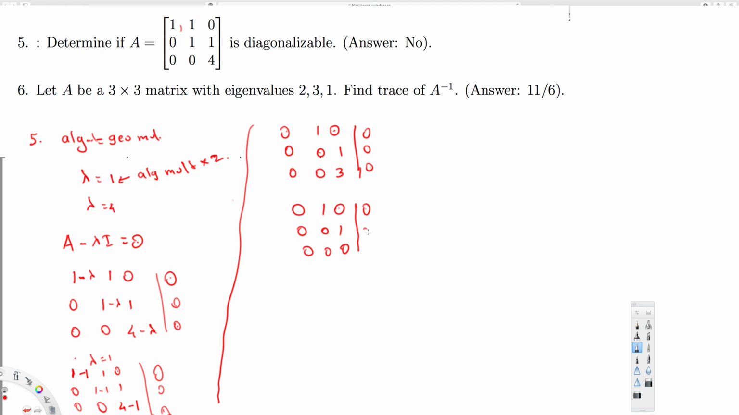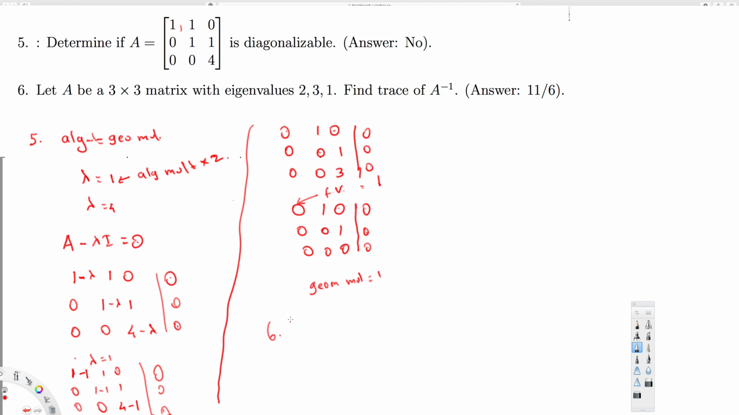So this is going to be the null space of this one. And if you see, this is a free variable because this column doesn't have any leading one. This is not a free variable. This is also not a free variable because both have a leading one. So we know the number of free variables is 1. Therefore, this is not diagonalizable, because since the free variable count is 1, the geometric multiplicity of this is equal to 1. Therefore, this is not diagonalizable. So the answer for the first question is no.